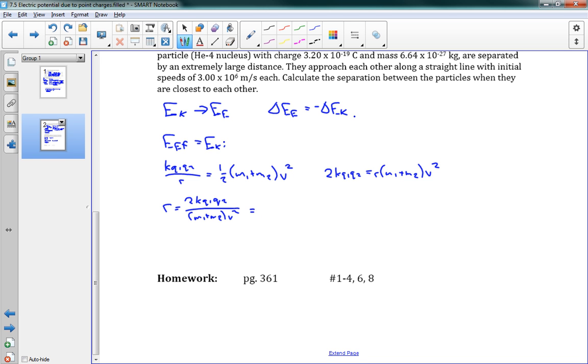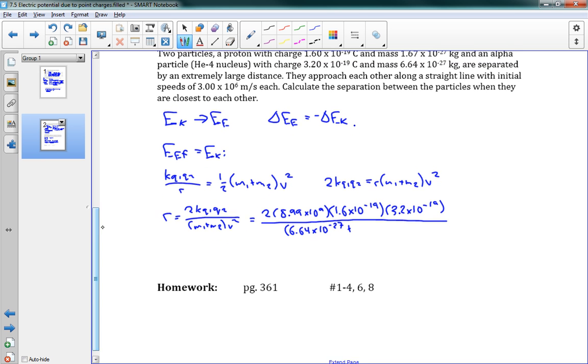And now it's just a matter of plugging in some numbers. So we have 2 times 8.99 times 10 to the 9 times 1.6 times 10 to the negative 19 times 3.2 times 10 to the negative 19 all over, we've got the mass of one and the mass of the other, so we have 6.64 times 10 to the negative 27 plus the second mass, which is, oh, that was the second mass, I'm sorry. The first mass is 1.67 times 10 to the negative 27. And all of that times our v squared, which is 3 times 10 to the 6 squared.